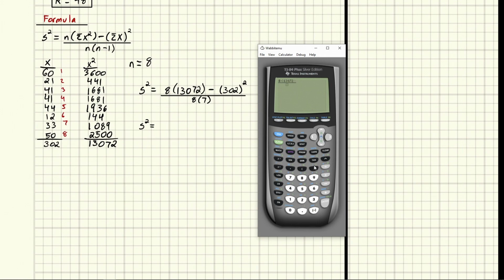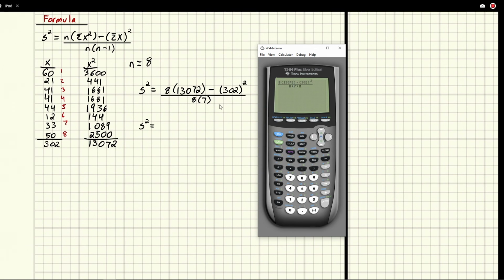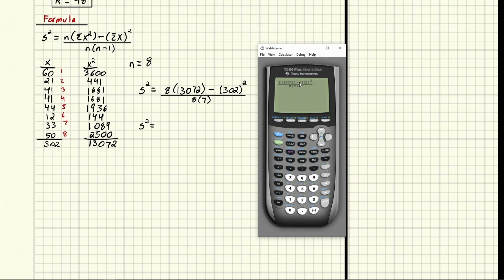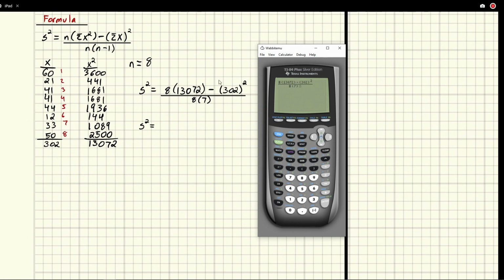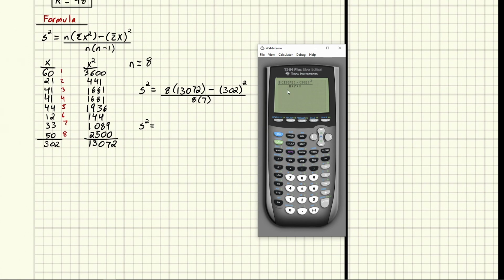13072. I recommend saying these things out loud to yourself. It reduces typing errors. 302. Doesn't get rid of them though. And squared over 8 times 7. So I always just want to be a little cautious, so we're just going to double check this. It looks good to me. So you can type it literally exactly how it looks right here. The exact same thing. If you know how to do that fraction move, it's really a game changer because you can do it all at once.